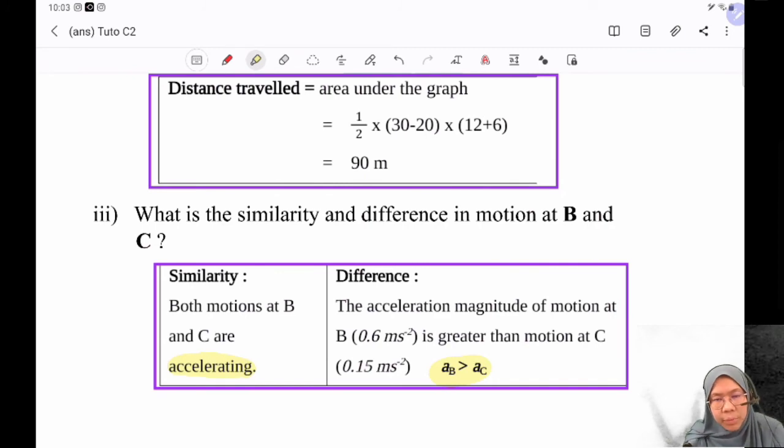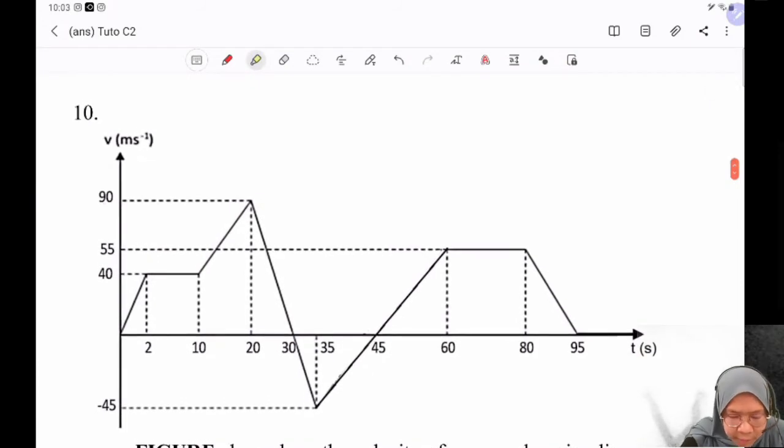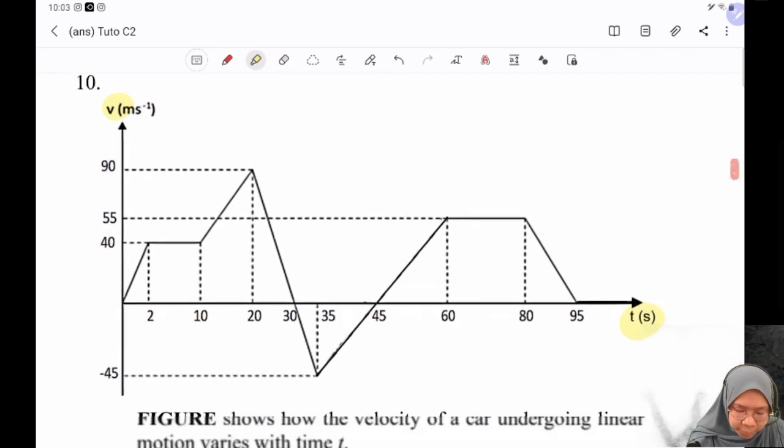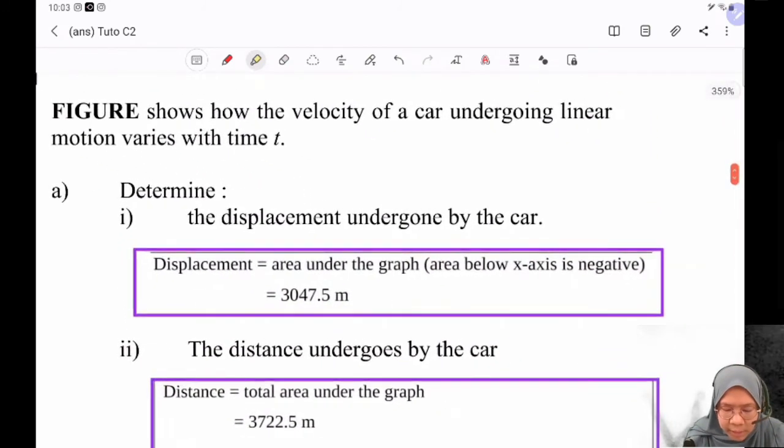Okay, then we move on to the last one. Okay, number 10. Here you are given the graph for V against T. Okay, kita ingat balik kalau V against T, area under the graph dia adalah distance ataupun displacement. Gradient dia adalah acceleration. Okay. So, tengok soalan yang pertama. Determine the displacement undergone by the car. So, dia tanya pasal displacement. Kemudian nombor 2, dia tanya the distance undergone by the car.